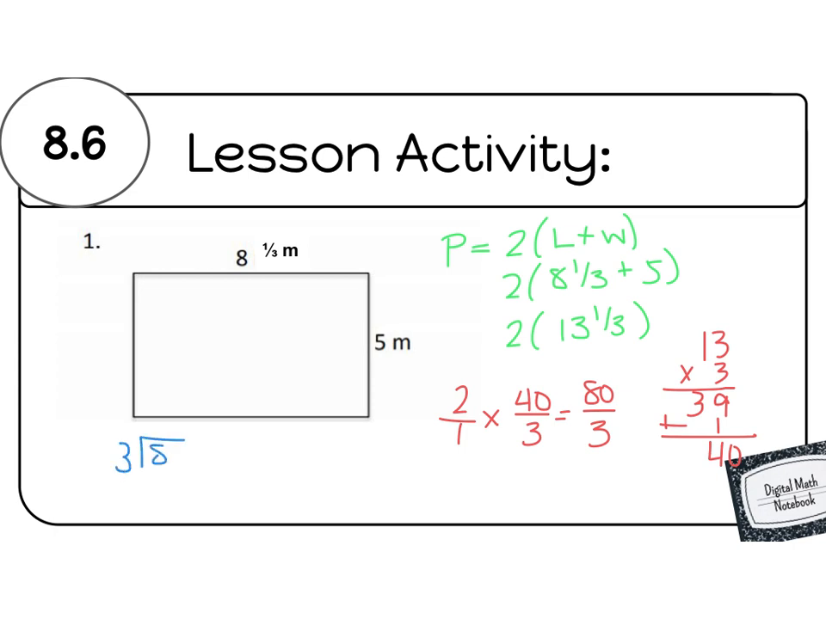3 goes into 80, 3 goes into 8, 2 times, which is 6, left over with 2, bring down the 0. 3 goes into 20, 6 times, which is 18, left over with 2. So that means that our perimeter, after all that work, is 26, and there's a leftover of 2, and our denominator is 3. So the perimeter all the way around will be 26 and 2/3 meters. That was a lot of work, friends.